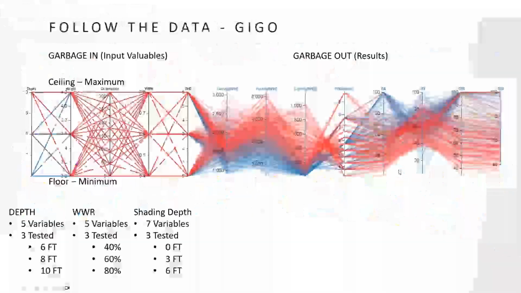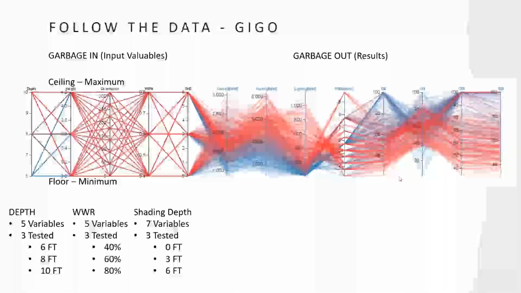So this is considering multiple different types of simulations, but let's walk through this and break it down. We're going to follow the data, and remember GIGO, garbage in, garbage out. Garbage in is a fancy way of saying our input variables. Garbage out is a fancy way of saying our results. Now, this line here is our floor, or our minimum. We're not going to go below that. And this here is our ceiling, our maximum. We're not going to go above that.